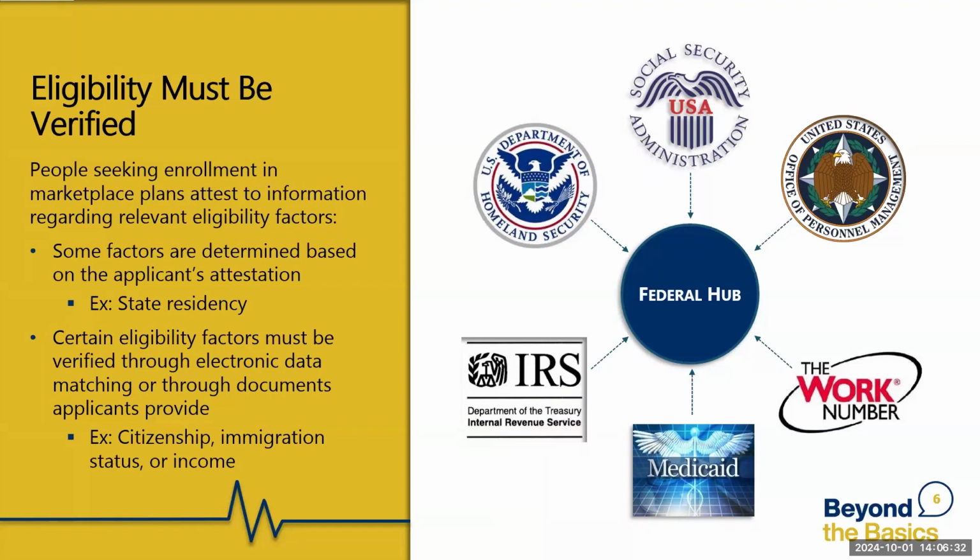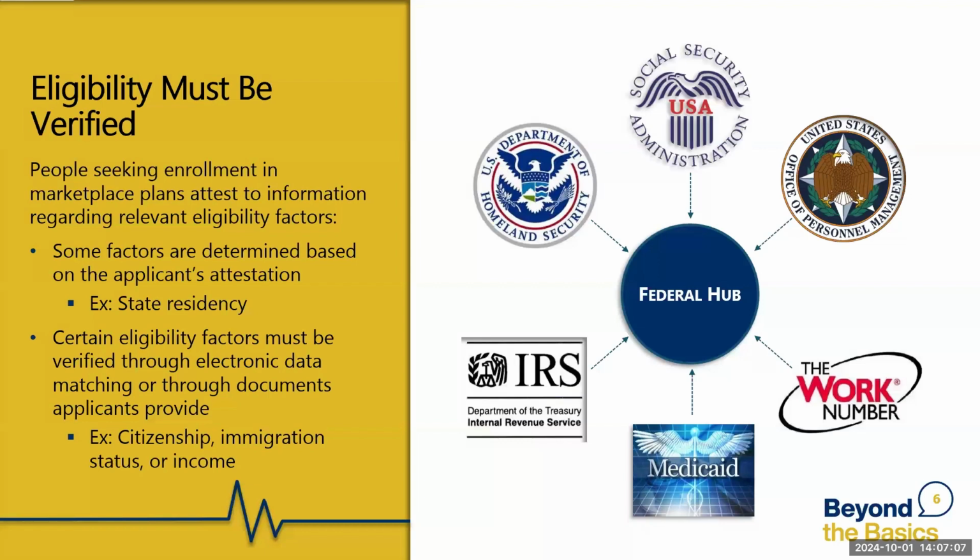But there are other factors that the law requires that marketplaces actually provide some kind of documentation, other than to provide additional information, or in some cases, in the case of citizenship and immigration status, it's very specific what has to be provided in terms of being able to make sure that sufficient documentation is provided to ensure that an individual is eligible for coverage.